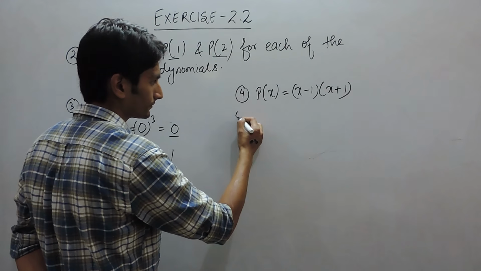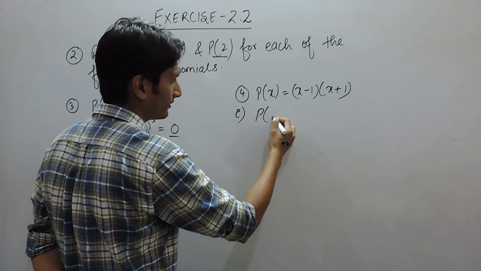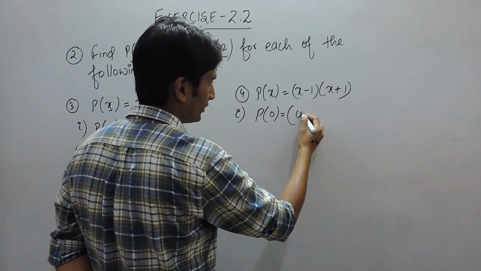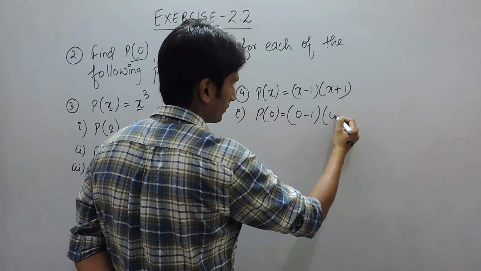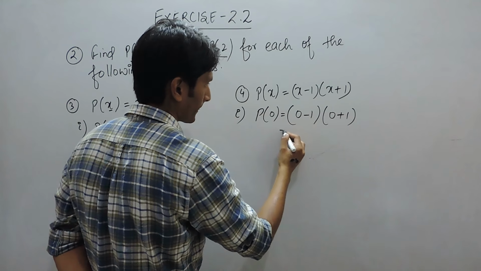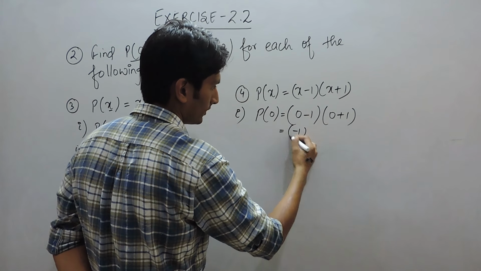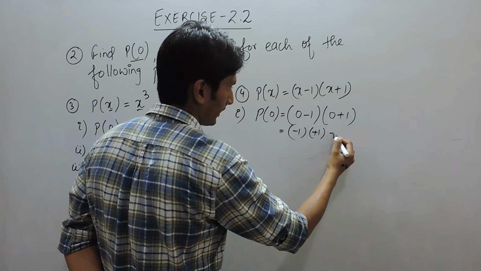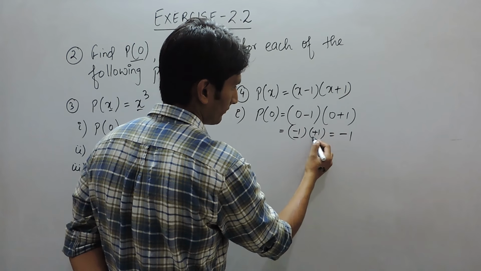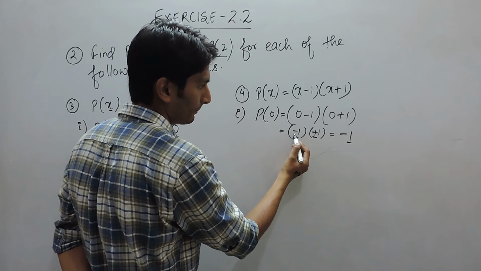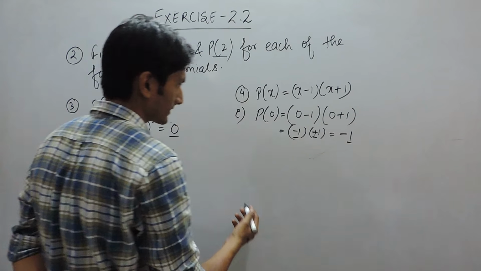In this case, first of all, you have to find the value of P0. So this will be minus 1 and this will be positive 1, and so this will be 1 multiplied by 1 is 1, and minus multiplied by plus is minus.